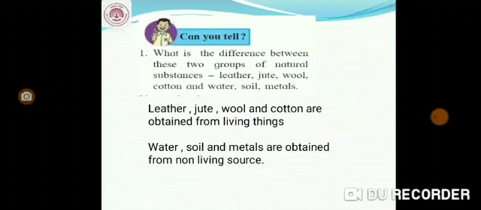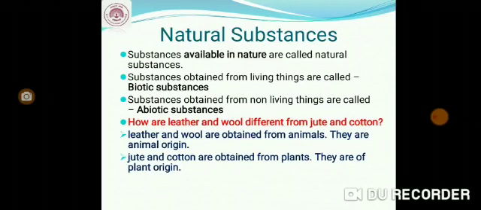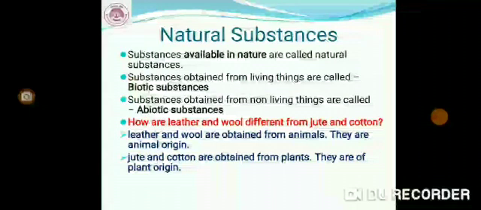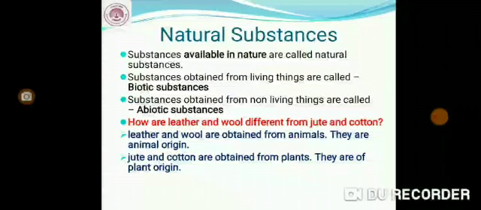Now, let's go into little depth of this. So let us see what are natural substances and man-made substances in detail. Natural substances. Substances available in nature are called natural substances. The substances that are obtained from living things are called biotic substances. Okay. For example, what are biotic substances that are obtained from living things?